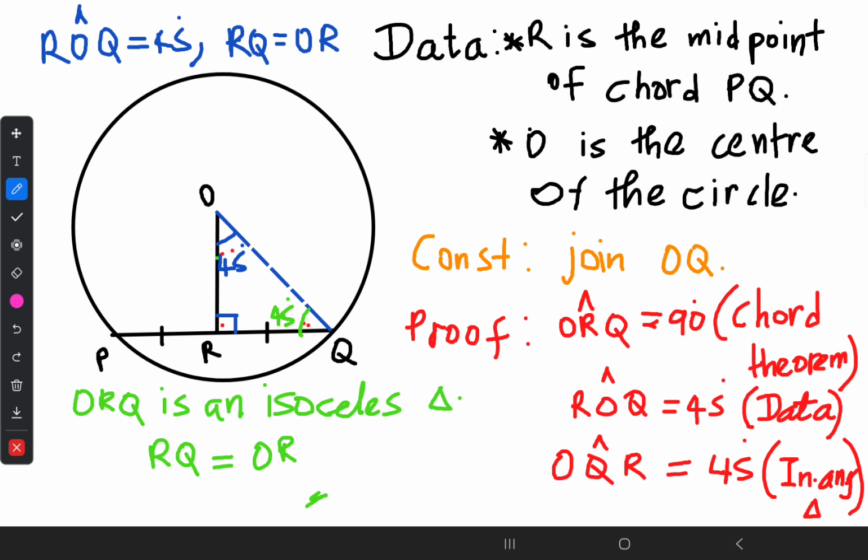ORQ 90, chord theorem, and ROQ 45, data. OQR, we found this one as 45. ORQ is an isosceles triangle. In an isosceles triangle, this side would equal this side because the opposite angles are the same. Now that's how we proved RQ equals OR. There are several other methods also possible to show the relationship, but this is a compact answer.